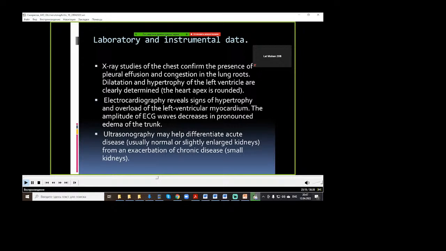We may use ultrasound, abdominal ultrasound, which may help to differentiate acute disease and chronic, and the exacerbation of chronic glomerulonephritis. In case of acute glomerulonephritis, the kidneys will be enlarged in size due to inflammatory edema, and in case of chronic glomerulonephritis, the sizes of kidneys will be decreased to small kidneys.